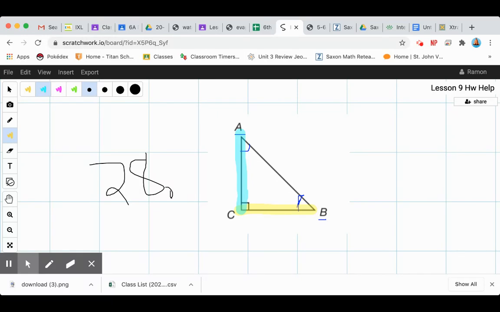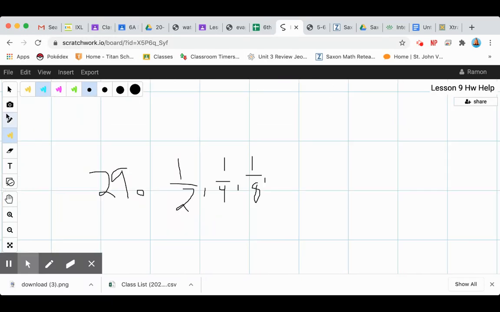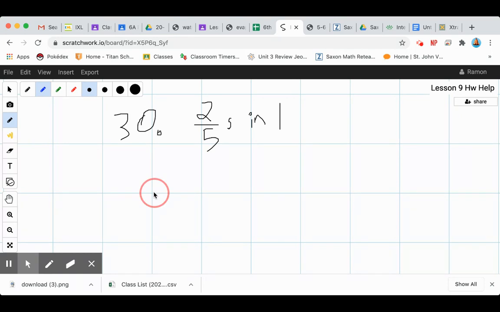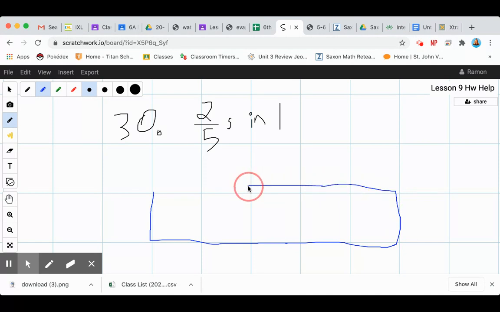For 29, we're being asked to describe the following sequence and then find the next term. It appears that the denominator is doubling every time while the numerator is staying the same. And then finally for 30, how many 2/5 are in 1? I know we kind of went over this in class using the box method. I'm going to show you the box, but before I do that, I'm going to tell you that the reciprocal of 2/5 is going to be the answer here.